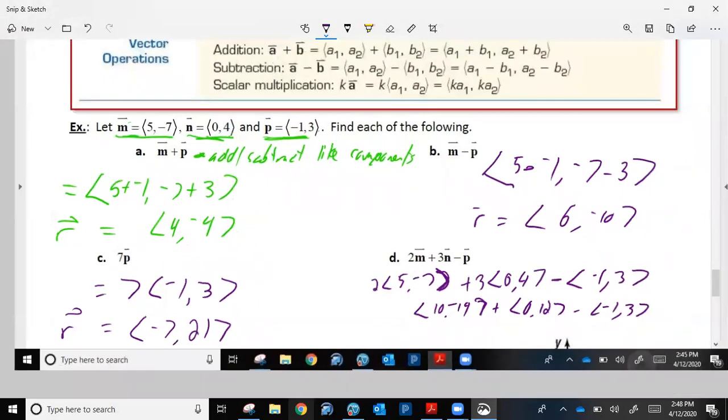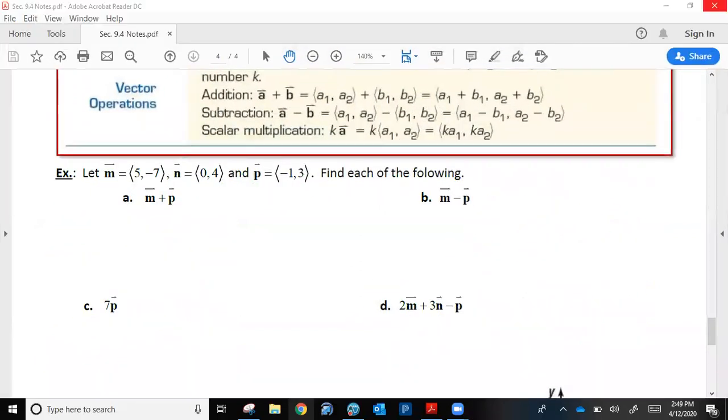And then moving from left to right. 10 plus 0 is 10, minus -1 is 11. -14 plus 12 is -2, minus 3 is a -5. 10, 0, it's 11. -14 plus 12 is -2, minus 3, -5. I think we're right, 11, -5. Okay.